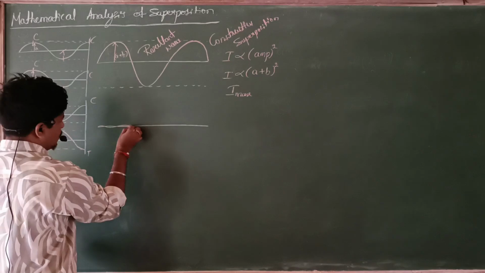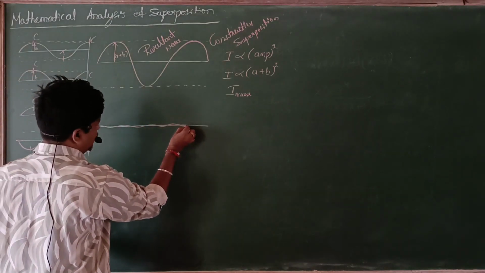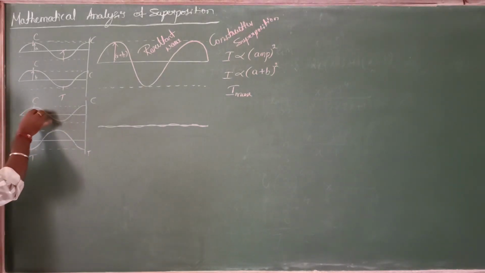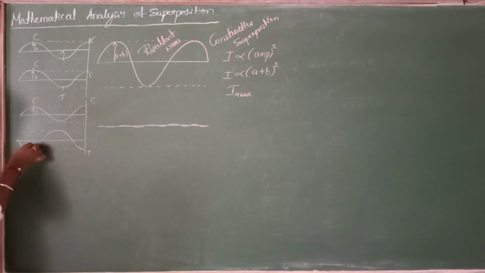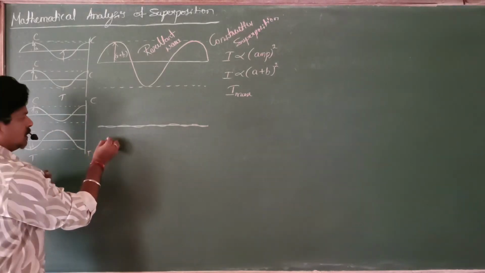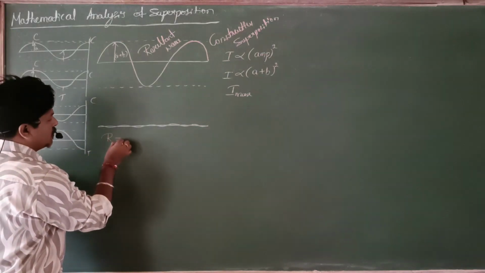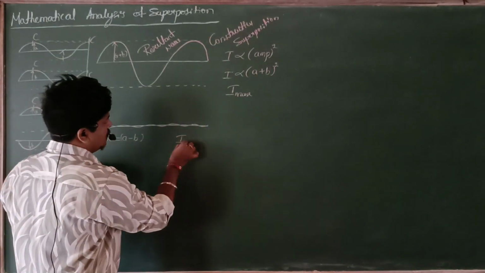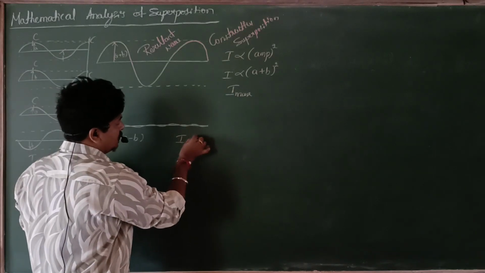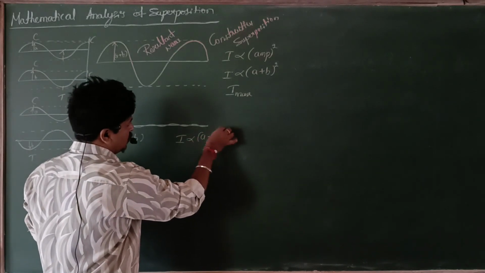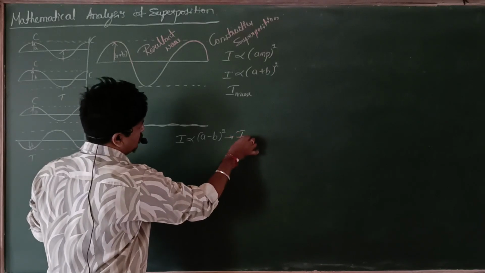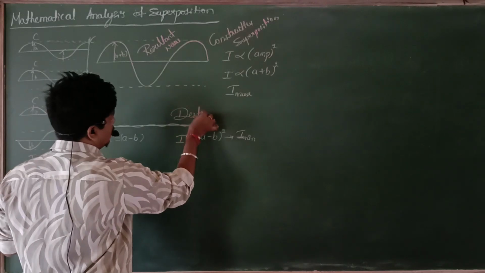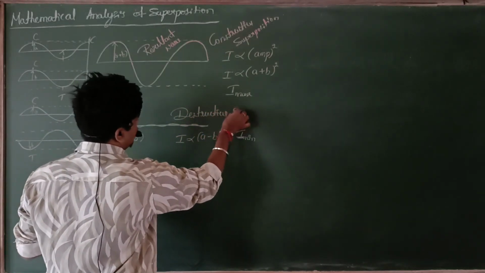amplitude decreases here if the incident waves are having different amplitudes. If the incident waves have different amplitudes, A and B, the resultant wave amplitude is A minus B. The intensity expression: I is proportional to amplitude square, that is proportional to A minus B whole square. The intensity is minimum. So this is destructive superposition.